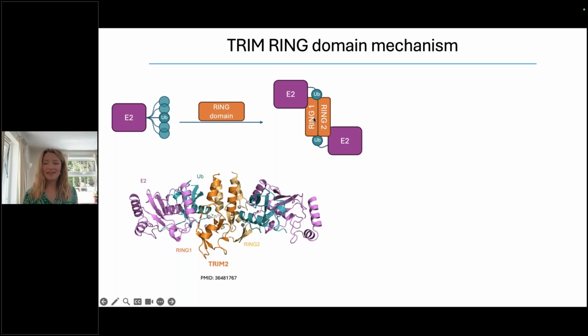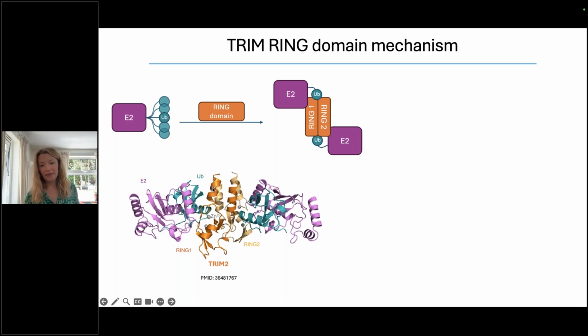And to do this, as you can see in my diagram here, you need to have two RING domains because they both contact the ubiquitin. These contacts are needed to hold this ubiquitin in the closed conformation, and each of these monomers contacts an E2 enzyme. You can see this nicely illustrated in a crystal structure solved by our lab a couple of years ago. You can see in the different shades of orange two RING domains in a dimer from TRIM2. In magenta, we've got the E2 enzyme, and the ubiquitin is in teal.